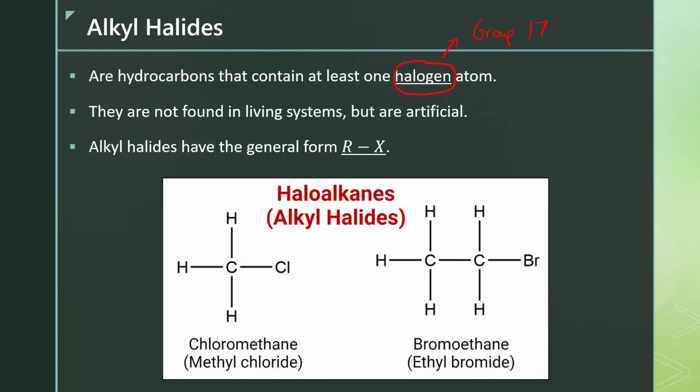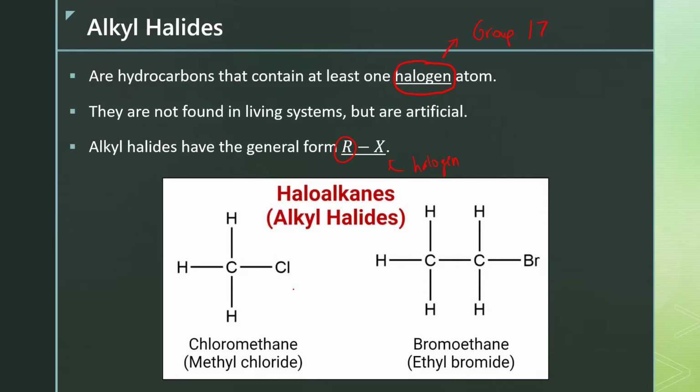Now, alkyl halides, they're not found in living systems. They're artificial in nature. And they have the general form RX, which I think is such a silly general form because, again, R just stands for rest of the molecule. And X is, in this case, just your halogen. So if it was chlorine, then that would be chlorine there. If it was bromine, it'd be bromine there, whatever, right?